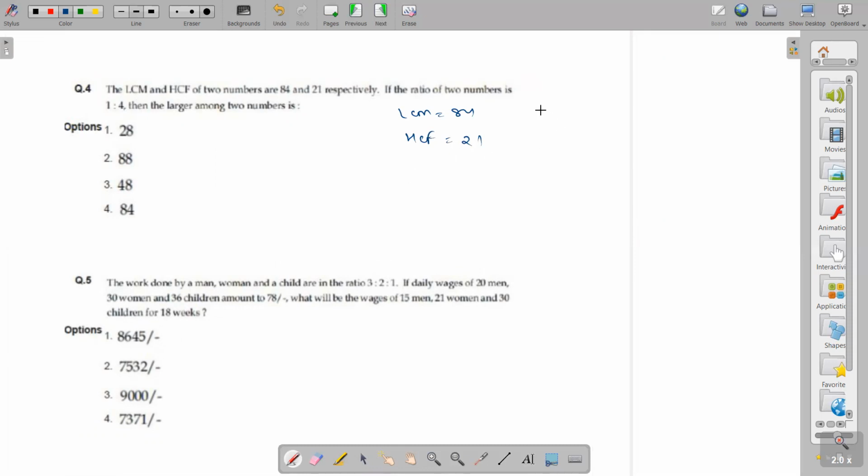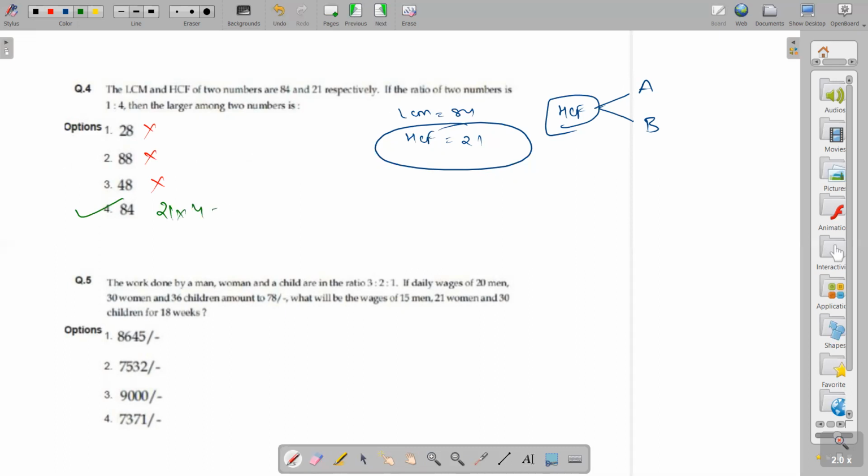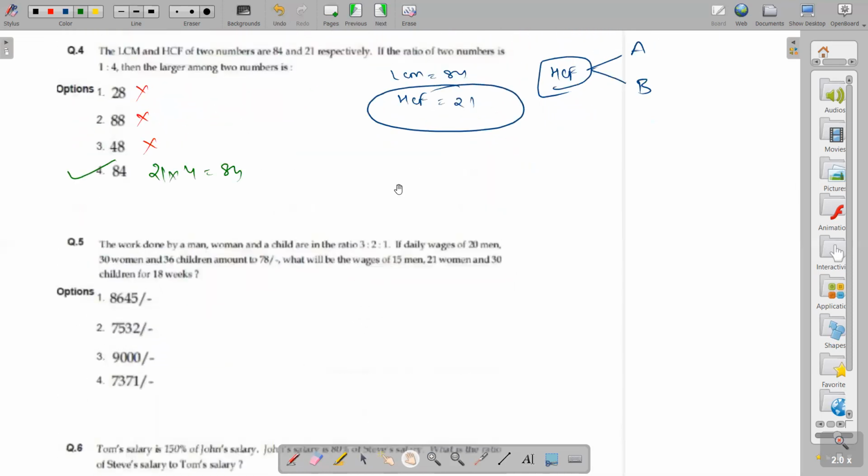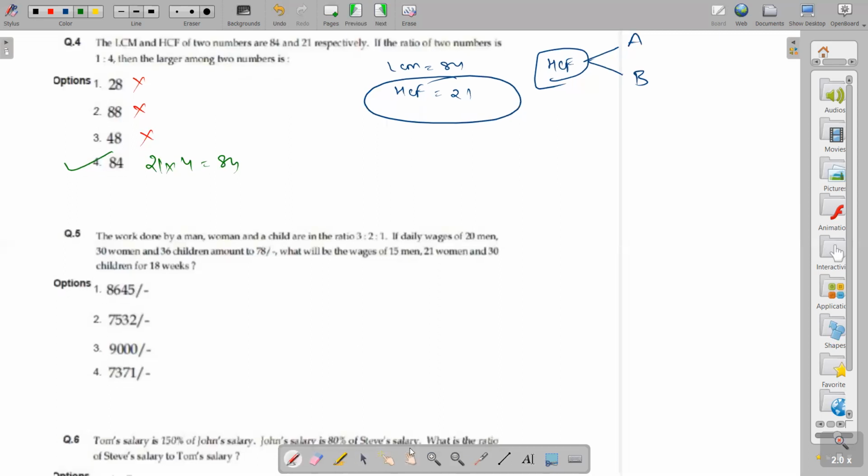Many people will solve this question the long way. What will I do? HCF is 21, and you know HCF is a factor of both the numbers. Let's take both the numbers as A and B. So both numbers will be divisible by the HCF. So we have to see which option is divisible by 21. 28 eliminated, 88 eliminated, 48 eliminated. Only 84 is divisible by 21, 21 into 4 is 84. So option 4 is the answer. This is the trick of this question. A couple of questions can be solved with this trick using factors and multiples and all this stuff.